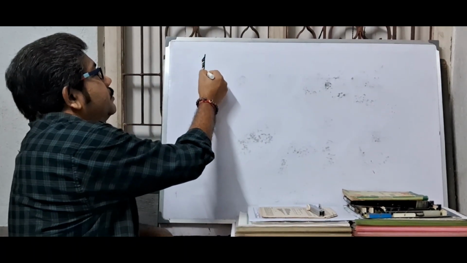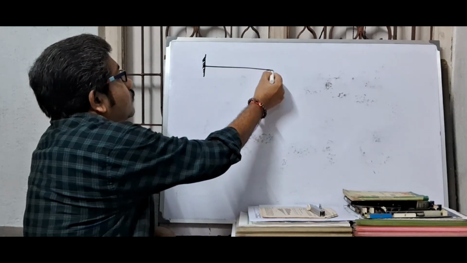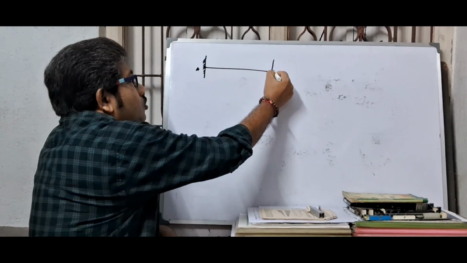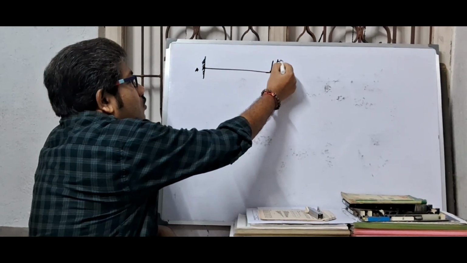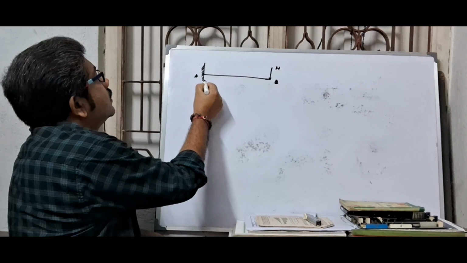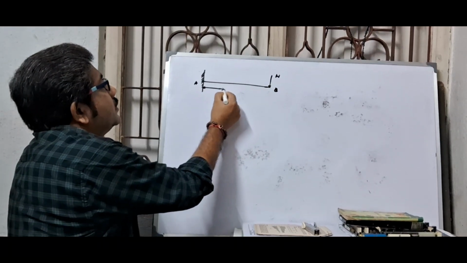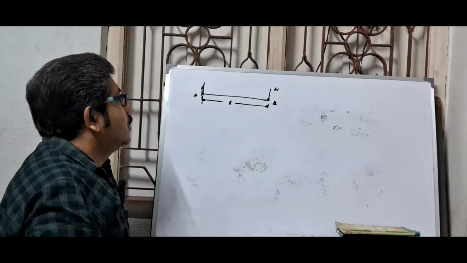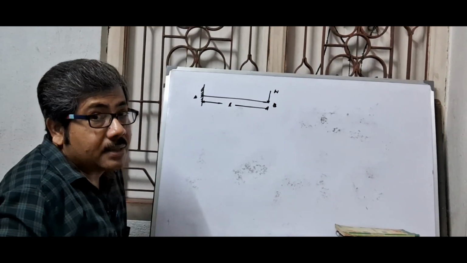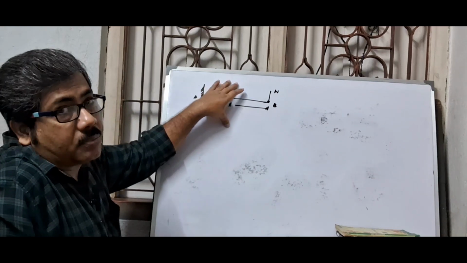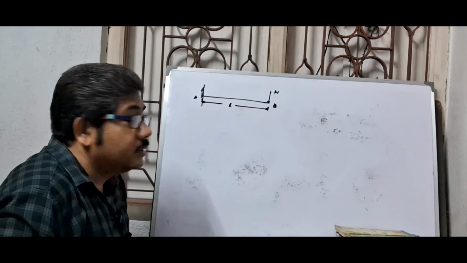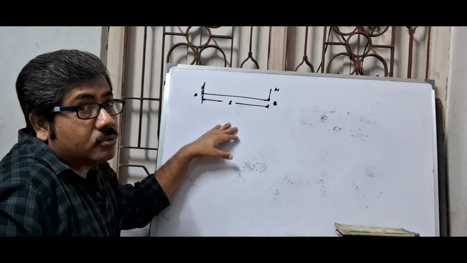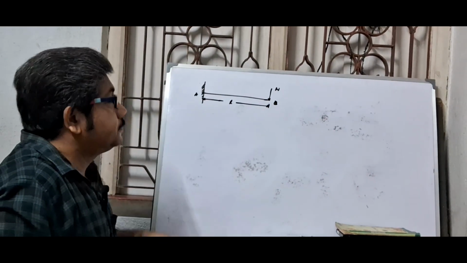A cantilever beam AB carrying a point load W at its free end. Suppose the length of the beam is L. Now we have to calculate the SF and BM diagram for this problem. And remember, don't write anything below this diagram, as we have to draw the SF and BM diagram.